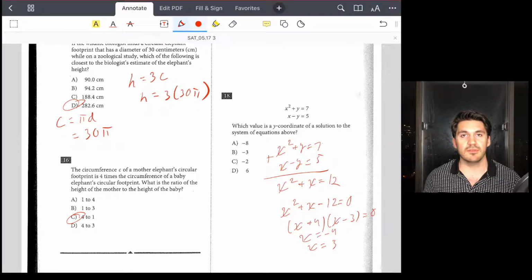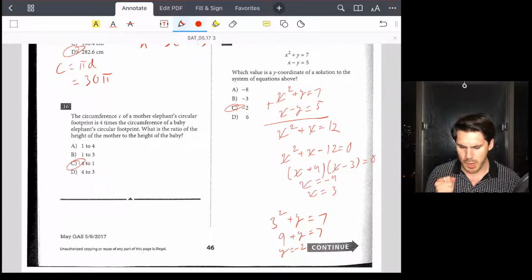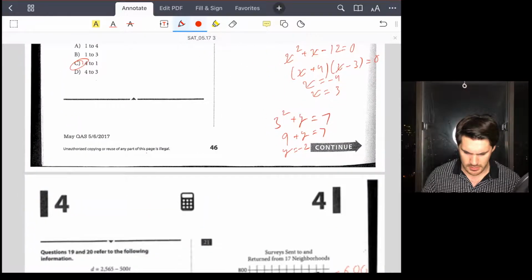Then we can plug one of these back in. I'm going to use 3 because it'll be easier. So let's plug it into the first one, why not? 3 squared plus y equals 7. 9 plus y equals 7. So y equals -2. C is our answer. Boom! Okay.